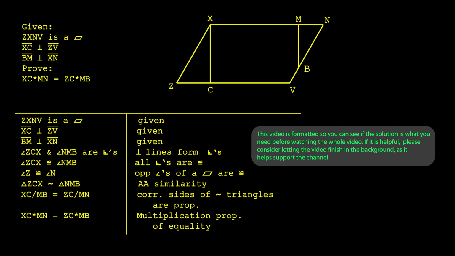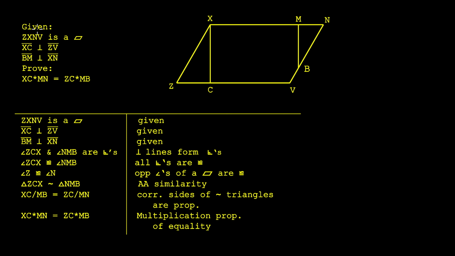In this video, we will continue doing proofs with parallelograms and similar triangles. So here we have the givens in the proof, and then also down here, and we'll go through the proof and put it on the diagram over here. One note you'll notice, it says prove XC times MN is equal to ZC times MB. It can be very hard to visualize proportions that are multiplied, but you'll see how we take care of that as we go through the proof.